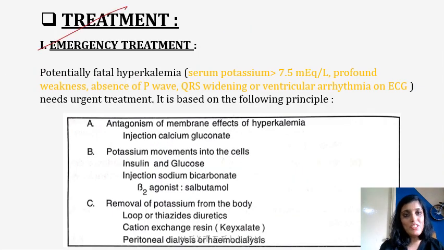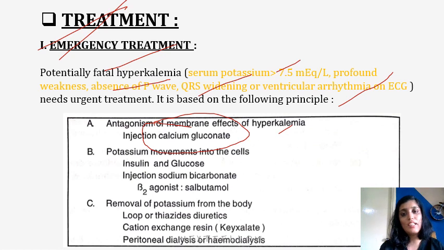Now coming to the emergency treatment of hyperkalemia. Potentially fatal hyperkalemia is serum potassium more than 7.5, profound weakness, absence of P waves, widening of QRS complex, or ventricular arrhythmia on ECG. So first you have to antagonize the membrane effects of hyperkalemia. For that you will give calcium gluconate, that is 10 ml of 10% calcium gluconate IV slow over 10 minutes. Right.